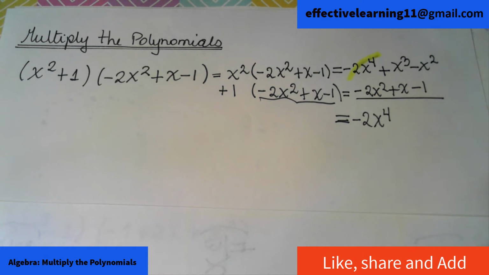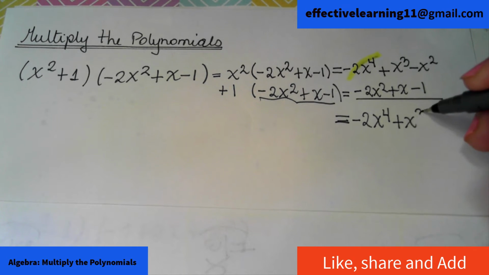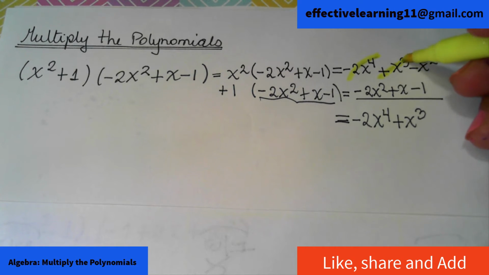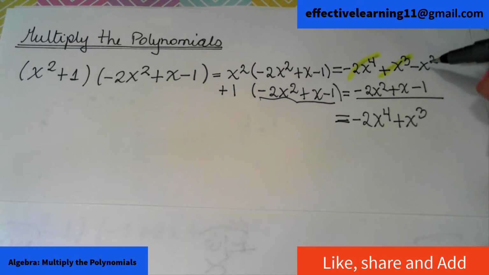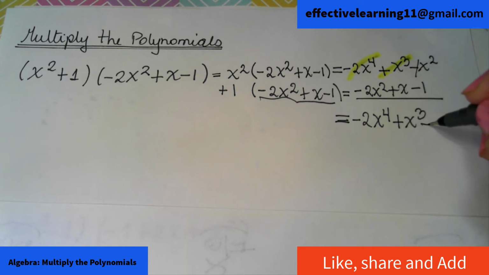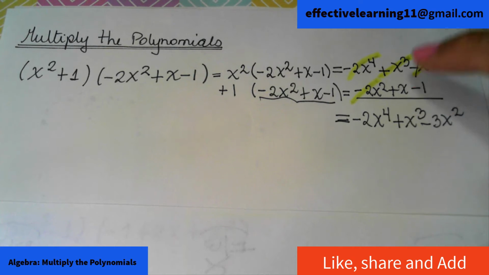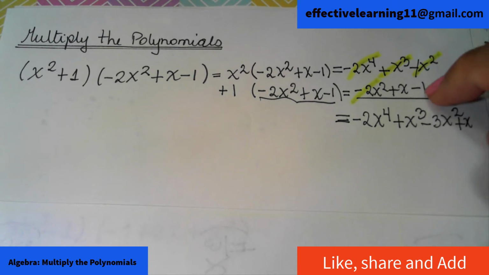Now with exponent 3, you don't have any other with exponent 3, you just copy plus x cubed. Very good. Now with exponent 2, this is negative 1, this is negative 2, negative 1 and negative 2 is negative 3x squared. Very good. Finally plus x, finally minus 1. So that's the final answer. That is the correct answer.